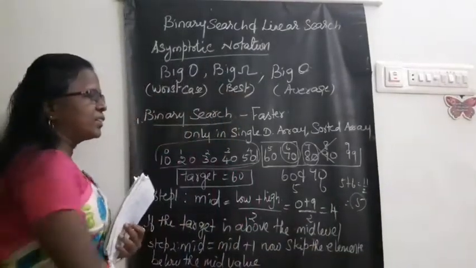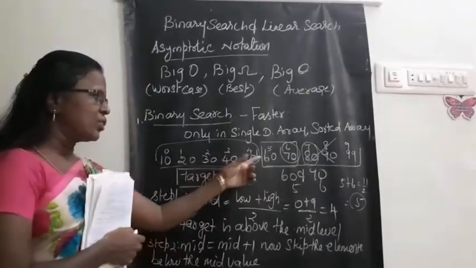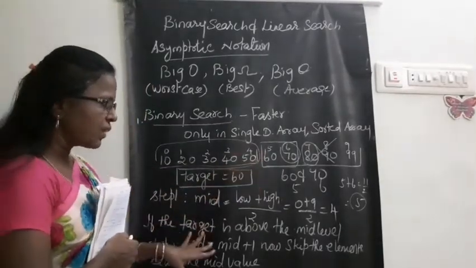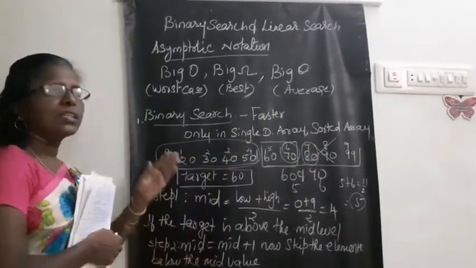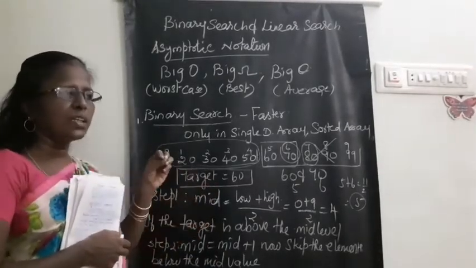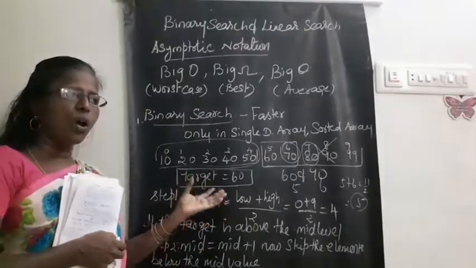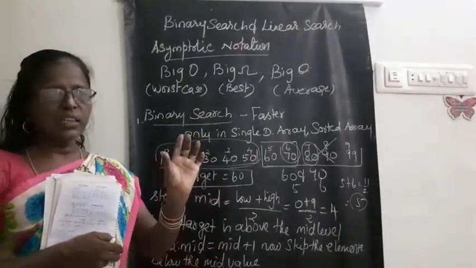Now at the fifth position, our target value 60 arrives. In this way, we have to do the searching. First, we find the mid value, and then check whether the target is below or above it in the array.